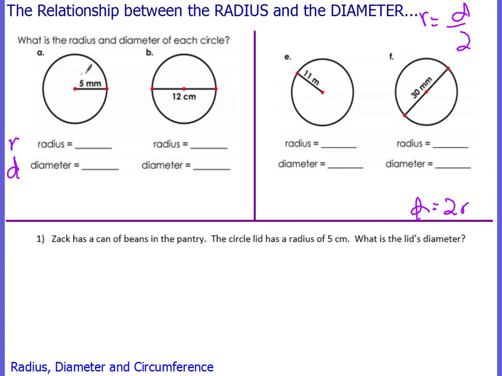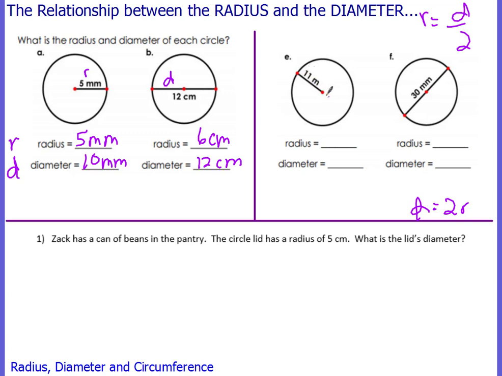So in example A here, we are given the radius. The radius is 5 millimeters. Make sure you include the units. And to find its diameter, we just multiply it by 2. 5 times 2 is 10, so the diameter is 10 millimeters. Example B, we're given the longer line, so we're given the diameter. So the diameter is 12 centimeters. And to find the radius, we just divide the diameter by 2. 12 divided by 2 is 6, so the radius is 6 centimeters.